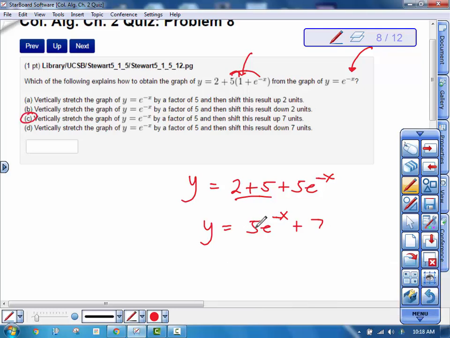This is the vertical stretch, right? You can move it over if you divide y by 5. On the formula sheet, it says if you divide y by a number bigger than 1, then it's a vertical stretch, and adding 7 is the shift, vertical shift upward.